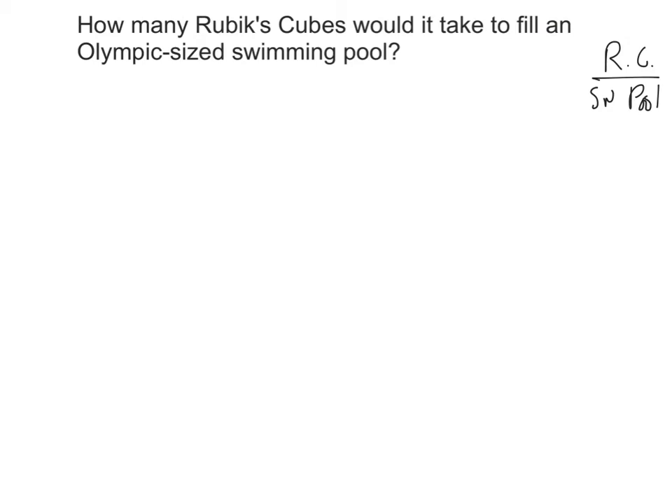I'm going to assume, by the way, then, that a Rubik's Cube is approximately 3 inches by 3 inches by 3 inches. That's a rough guess. Let's pause to look up the Olympic-sized swimming pool dimensions. Though I believe it's 50 meters long, and then the depth and the width I'm not sure of, so I'm going to look them up. Pause for a moment.